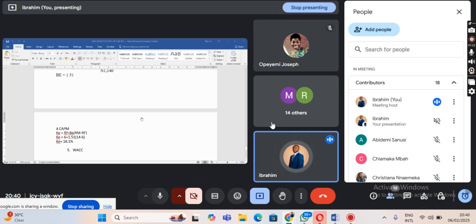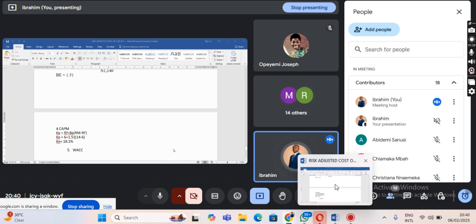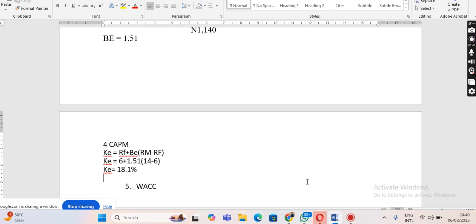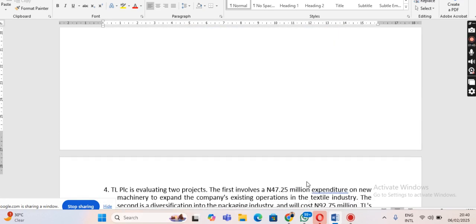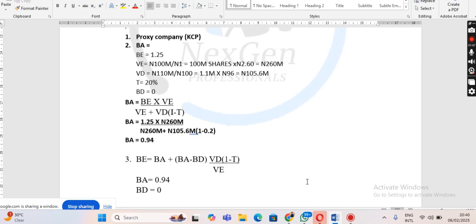Now, when you want to calculate it, what do you need to do? You need to look for the value of equity. All the elements, all the ingredients you are looking for will be for the main company, not for the proxy company, right? Don't forget that we have equally explained that the proxy company is the company that you are diversifying into, right?